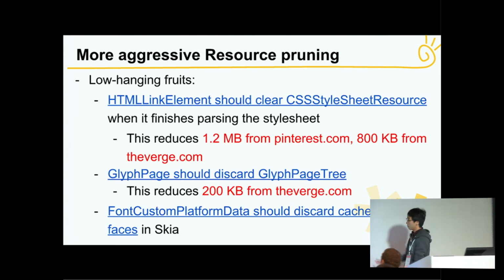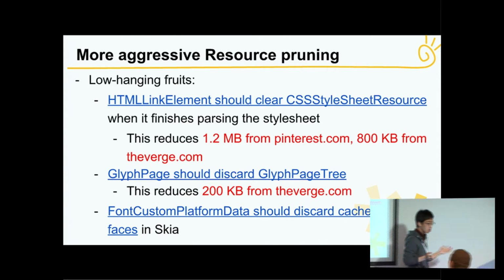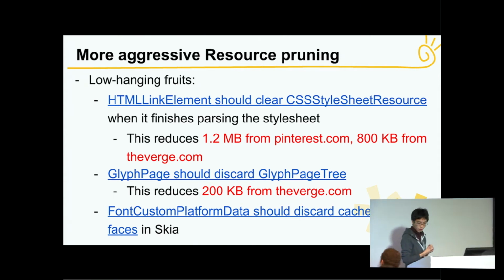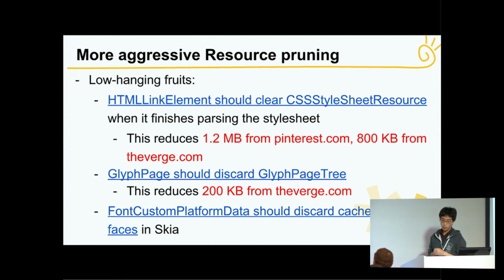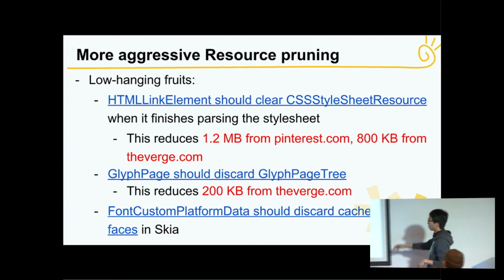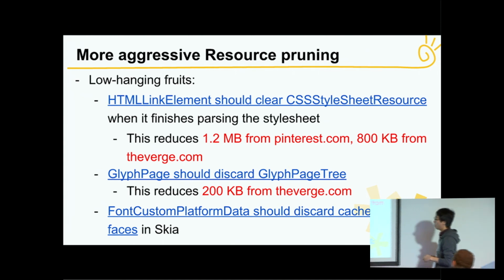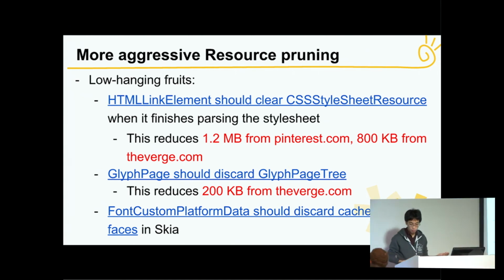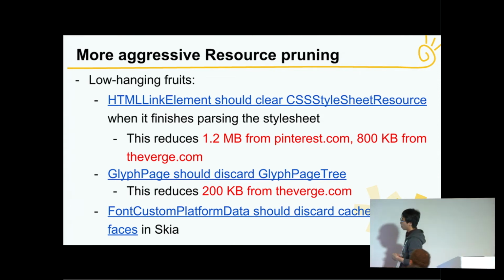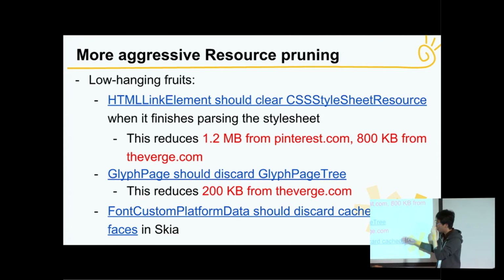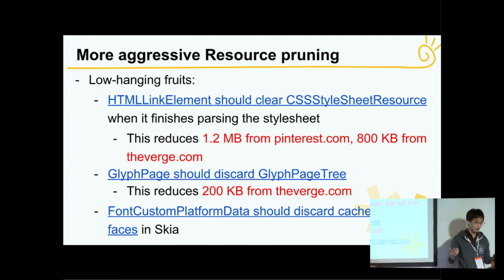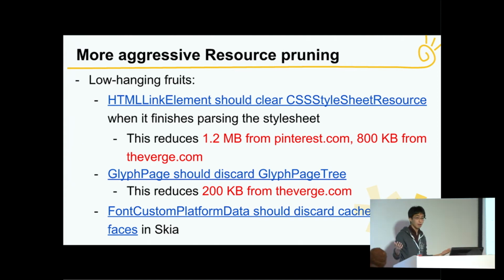So here is a bunch of low-hanging fruits. For example, the HTML link element should clear the CSS style sheet resource when it finishes parsing the style sheet. We confirmed that just doing this reduces 1.2 megabytes from Pinterest.com and 800 kilobytes from TheVerge.com. And the glyph page should discard glyph page 3. This reduces 100 kilobytes from TheVerge.com. So there are a bunch of low-hanging fruits.